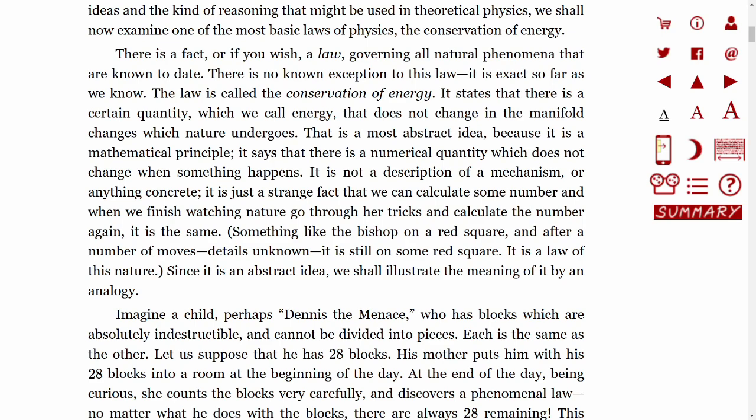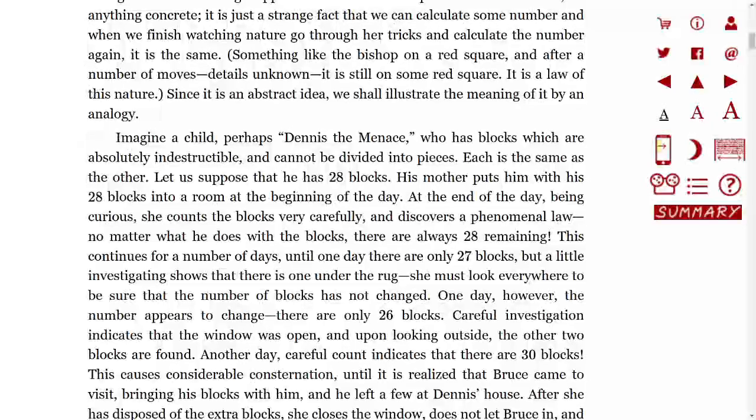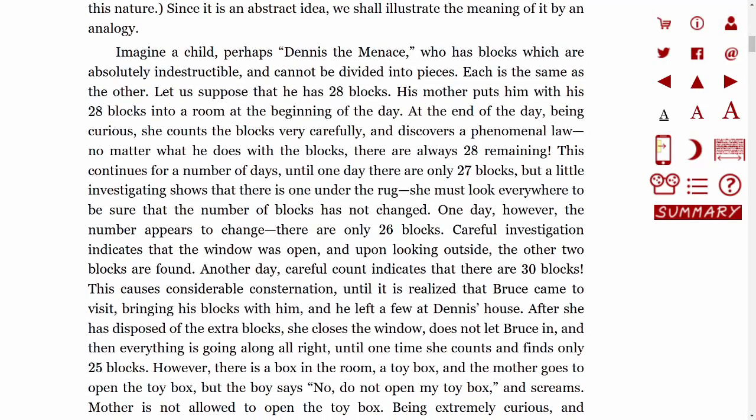Imagine a child, perhaps Dennis the Menace, who has blocks which are absolutely indestructible and cannot be divided into pieces. Each is the same as the other. Let us suppose that he has 28 blocks. His mother puts him with his 28 blocks into a room at the beginning of the day. At the end of the day, being curious, she counts the blocks very carefully and discovers a phenomenal law. No matter what he does with the blocks, there are always 28 remaining.